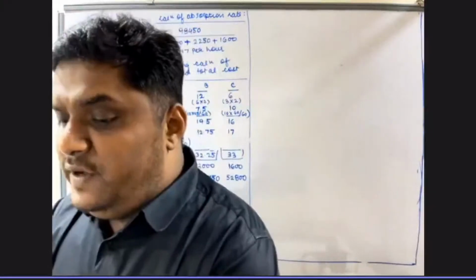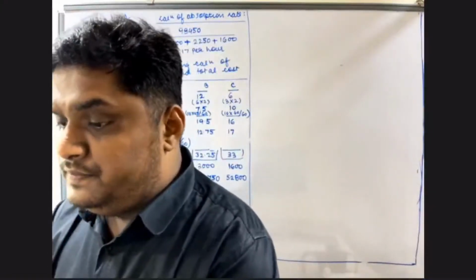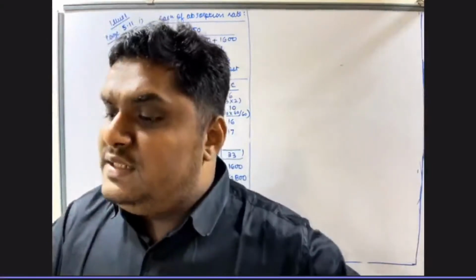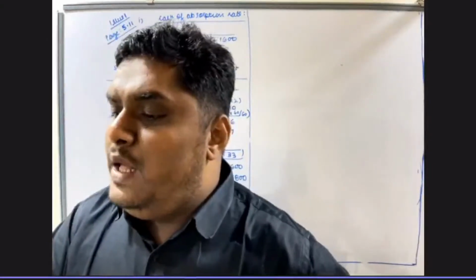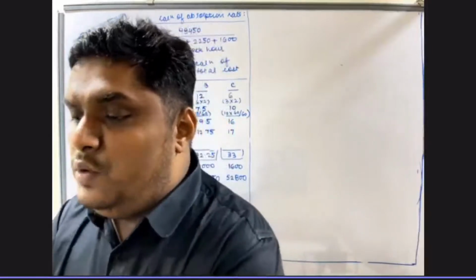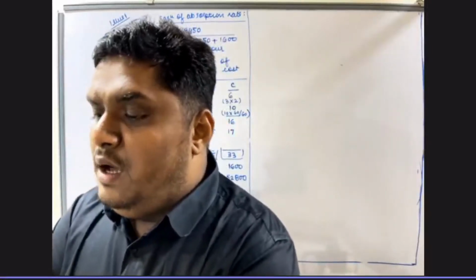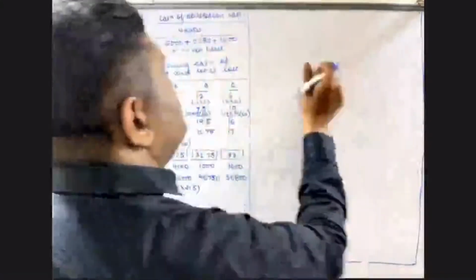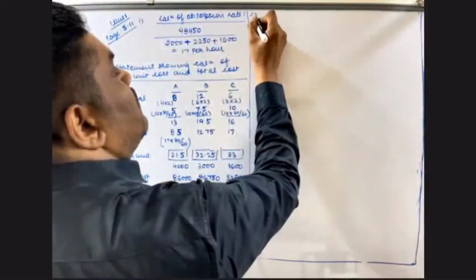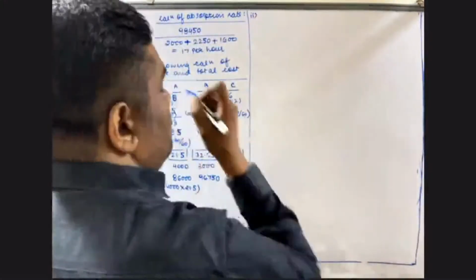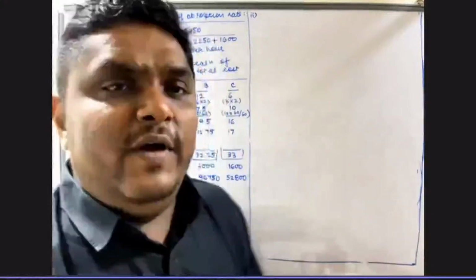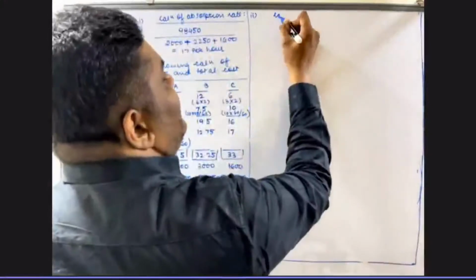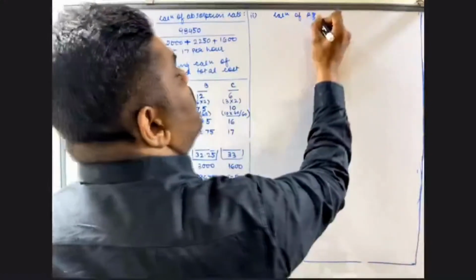Now let's proceed further. Let's start with the second part. Prepare a statement for the management showing the product cost of each product using ABC approach. So herein, now let's start with ABC part. Now herein, we will first calculate the absorption rate as per ABC.